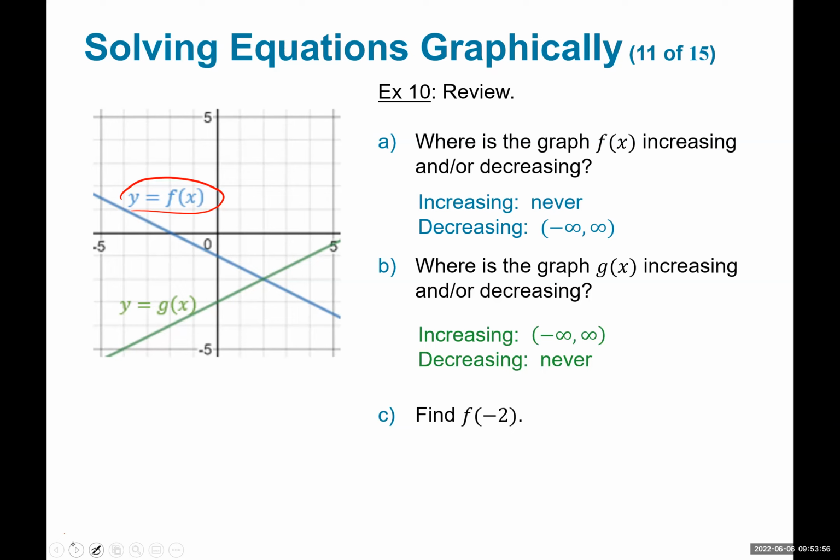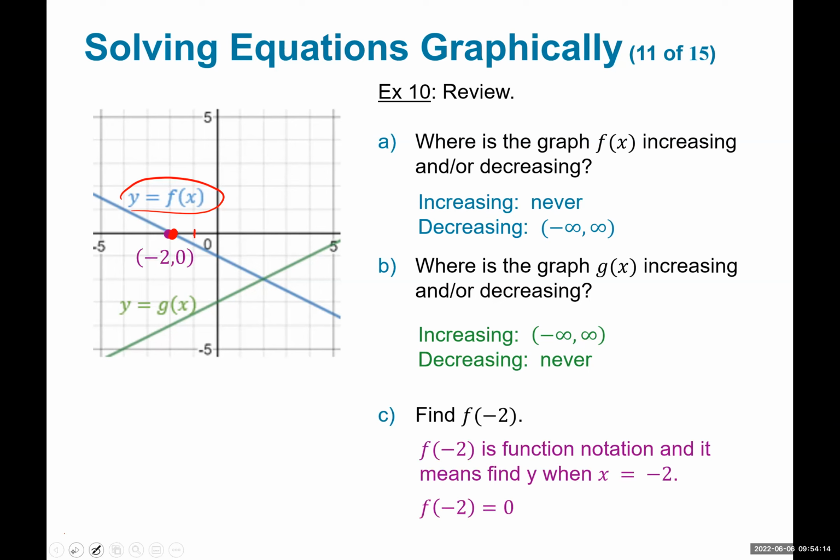All right, it says find f of negative 2. That means go to this blue one and look where x is negative 2: negative 1, negative 2, right here. So where is my y value? Well, it's still right here. It didn't go up or down. Therefore, it's equal to 0. f of negative 2 equals 0.